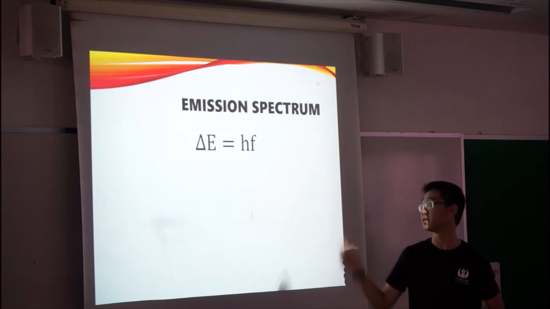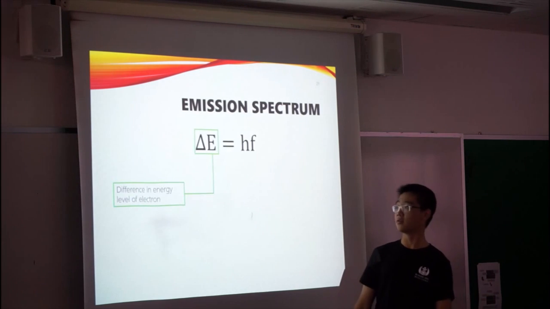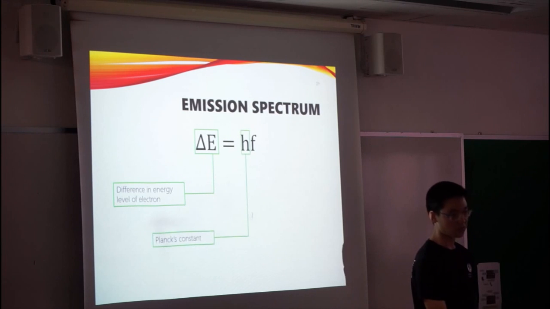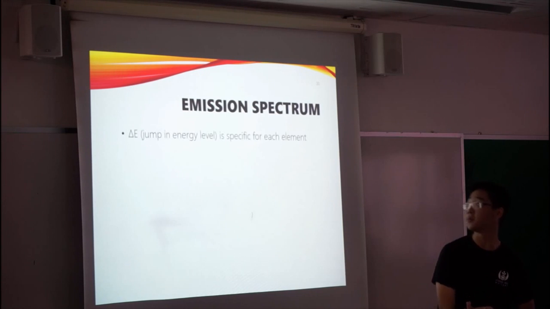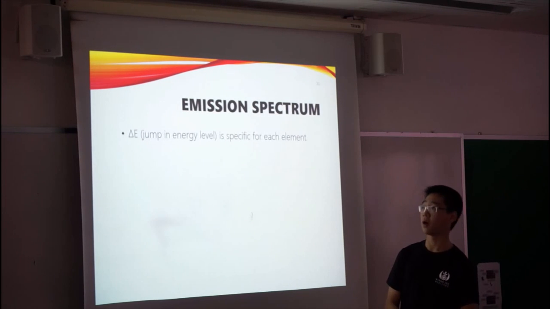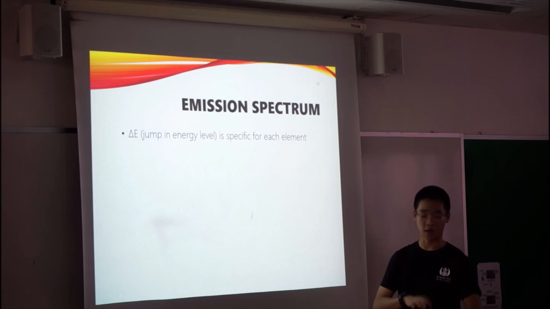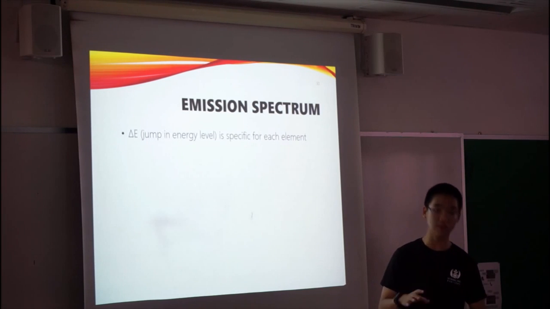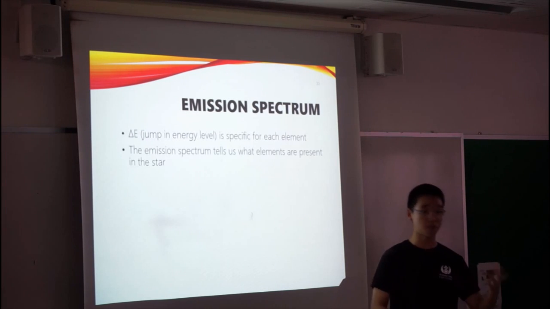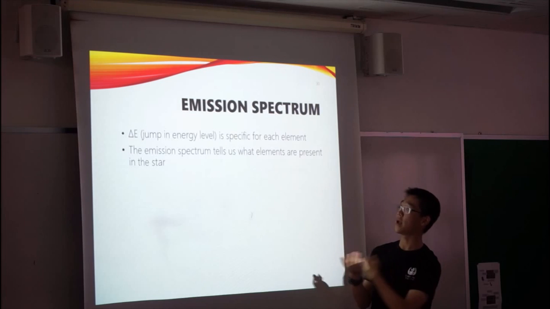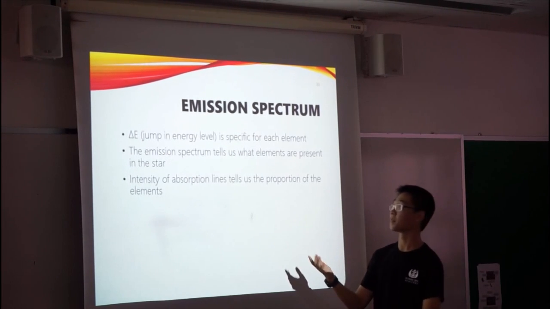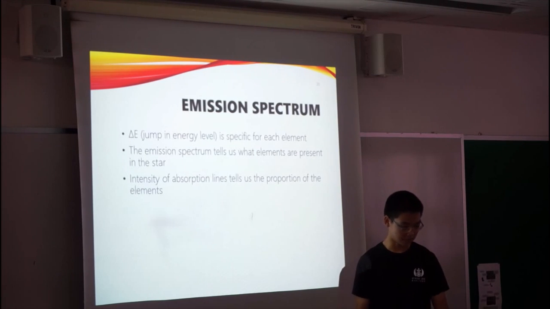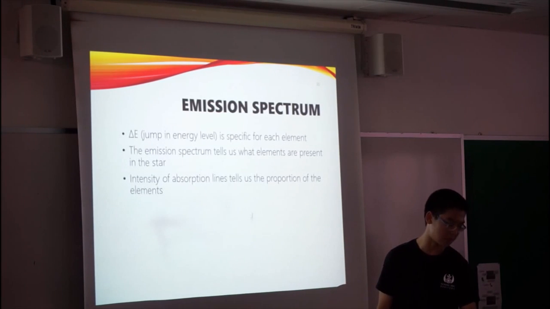For the equation that characterizes that, I express it this way: delta E is your difference in energy level of the electron, h is just a constant, and f is your frequency. As for why it's so specific, your jump in energy level for each element's atom is specific to that element. And so the frequency of the light absorbed will also be very specific to each element. Therefore, with the emission spectrum, you can know what elements are present in the star. Not only that, but with the intensity of the absorption and emission lines, we are able to tell the proportion of the elements in the stars, which is very useful for astrophysicists.